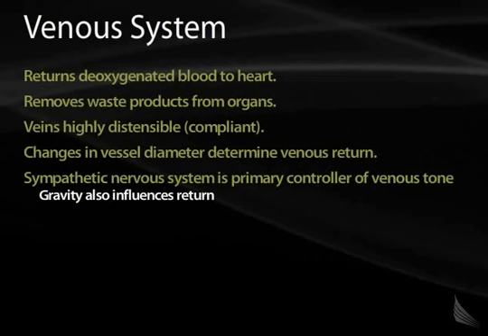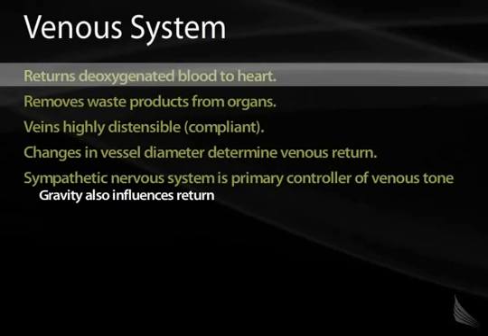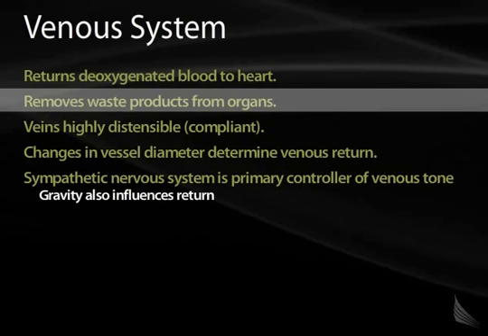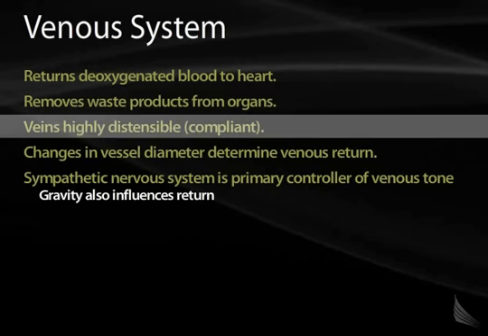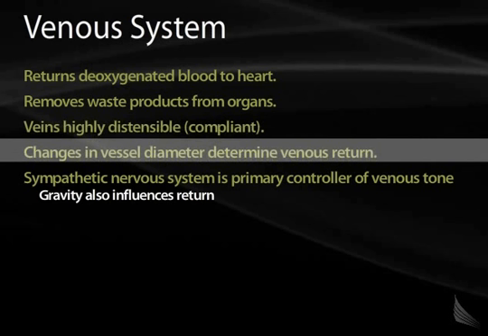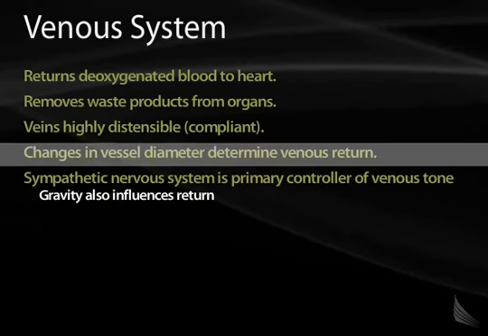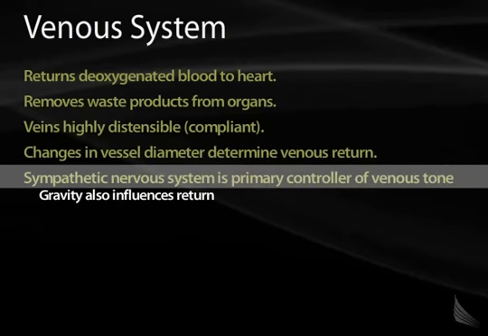The venous system is responsible for returning deoxygenated blood to the heart, as you know, and also removes waste products from peripheral organs. Veins in general are highly compliant. The changes in the vessel diameter are the determining factors for venous return. The sympathetic nervous system is the primary controller of venous tone.